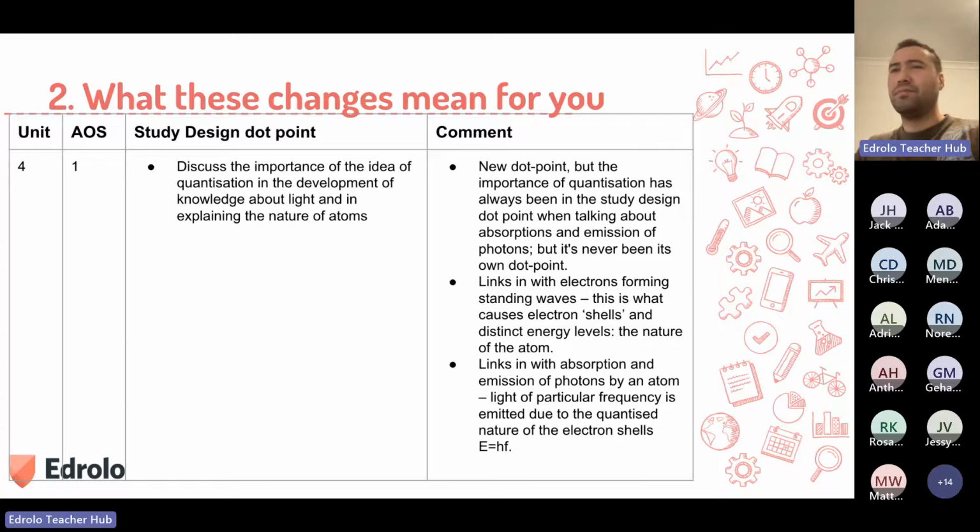So it links well with electrons forming standing waves, because the standing waves are what cause the electron shells in terms of their distinct energy levels, and that would be your link to the nature of the atoms. And it also links in with the absorption and emission of photons by an atom, because light of a particular frequency is emitted due to the electrons jumping between these distinct energy shells. So they're the two links when you're talking about quantization. Again, not really new content, just a study design dot point on its own.